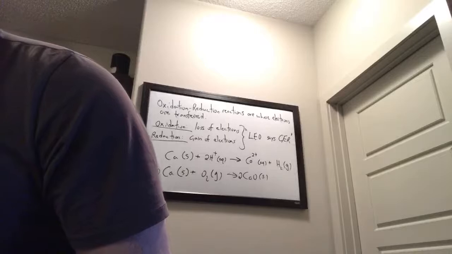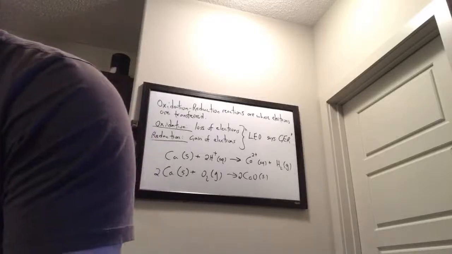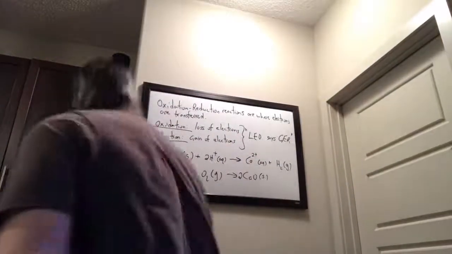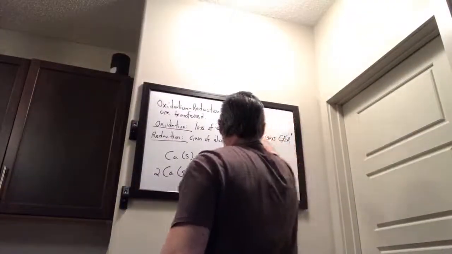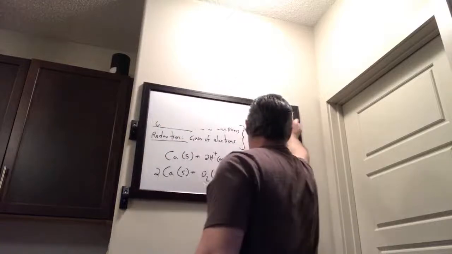So let's review the oxidation numbers. These happen on page 139. And I'll do a couple of examples on how to attribute the oxidation state of different elements.